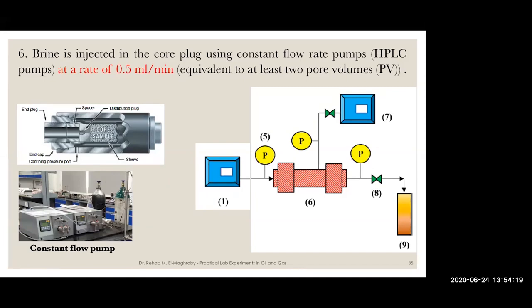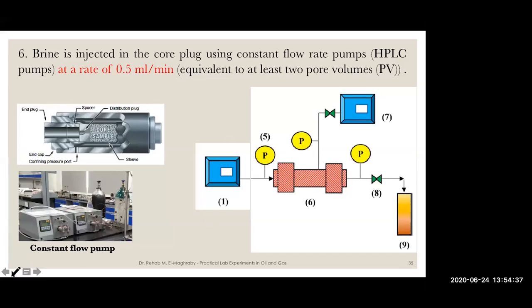What is meant by 2 pore volumes? If you measure the porosity, or the pore volume, of the core to be 20 milliliter, then you have to inject at least 40 milliliter of deaerated brine inside this core before taking any measurement of permeability.